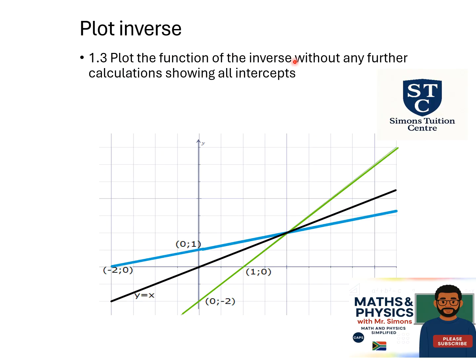Plot the function of the inverse without any further calculations. So we don't want you to calculate; we're testing whether you understand that we're simply swapping the x and y values. So there, (-2; 0) became (0; -2). (1; 0), or rather (0; 1), became (1; 0). I plot those 2 points and I draw a straight line through them. And there's the graph of my inverse function. Right, I've reflected it over the line y = x.